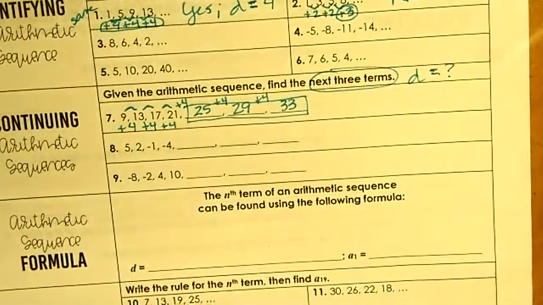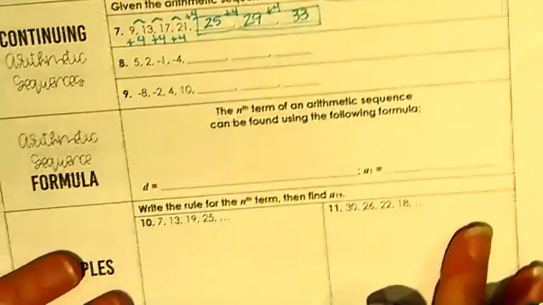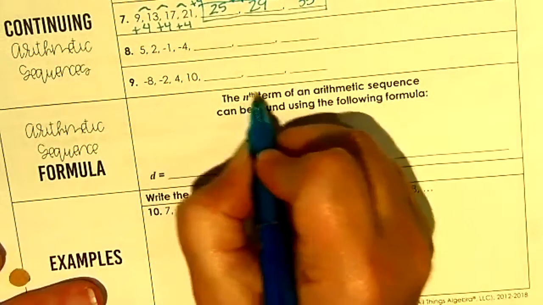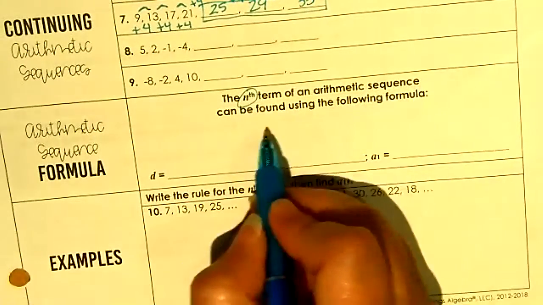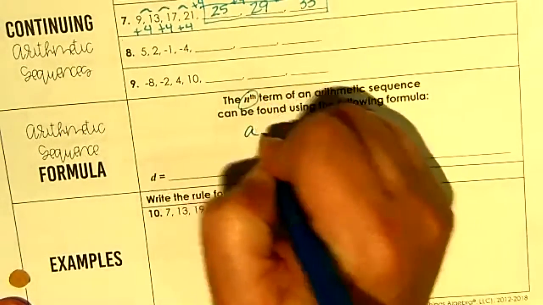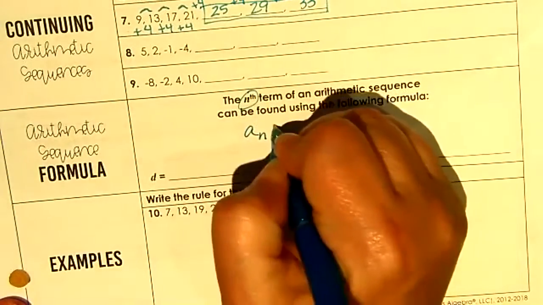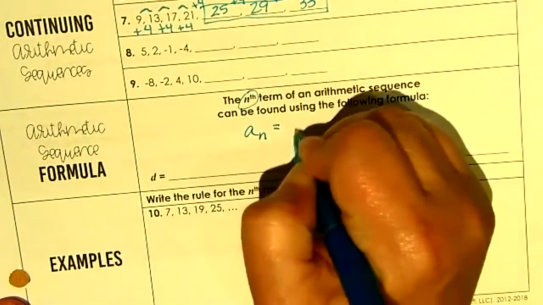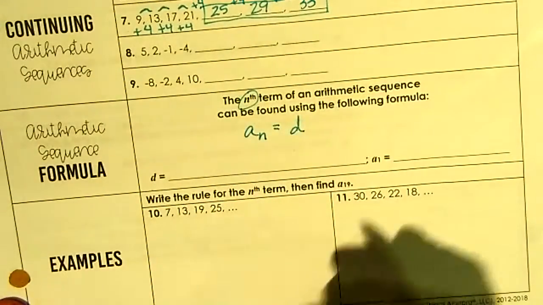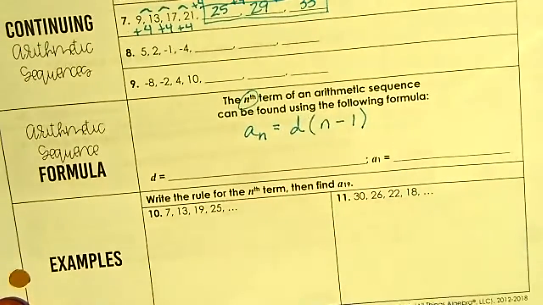Now we're going to talk about if we've got big numbers and it's not as easy, and also be able to find the rule. The nth term of an arithmetic sequence can be found by using the following formula. That formula is a sub n, the n is underneath, not up top. It's a subscript. It equals d, which is the common difference that you find, open parentheses, n minus 1, where n is the term.